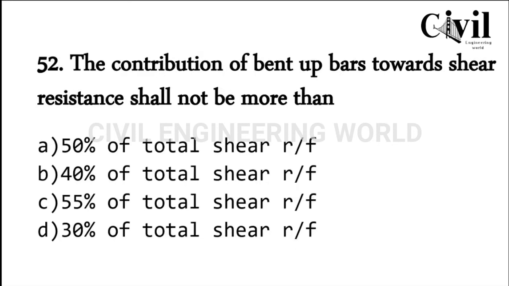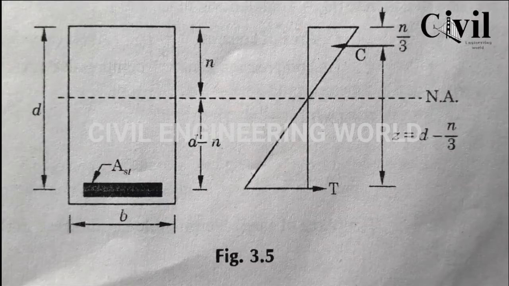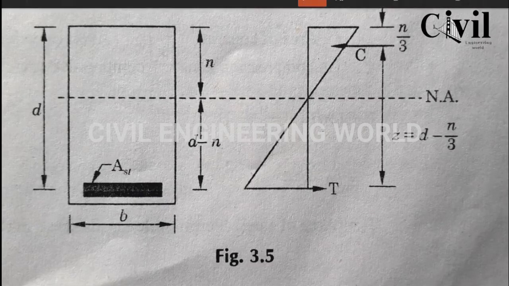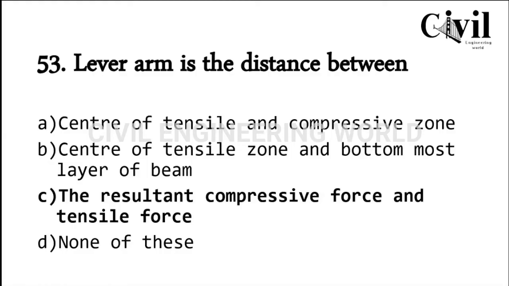The contribution of bent up bars towards the shear resistance shall not exceed more than 50% of total shear reinforcement. So answer A is correct. Okay, so lever arm is the distance between the center of the tensile zone and the bottommost. So here C is the correct answer. Here you can see this is the compressive resultant and this is the tensile resultant. So a lever arm is the distance between the compressive resultant and tensile resultant.